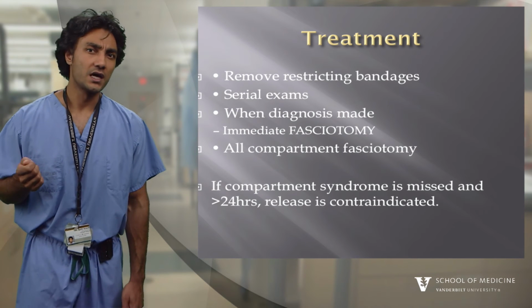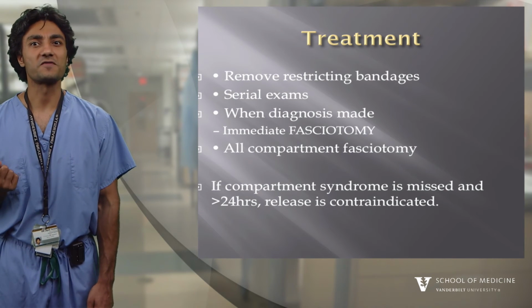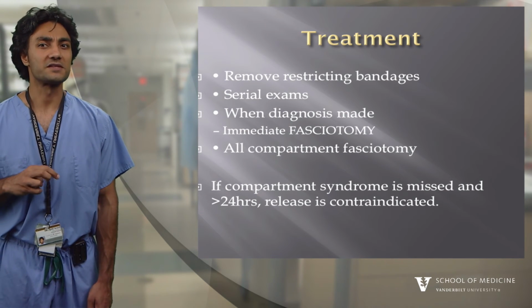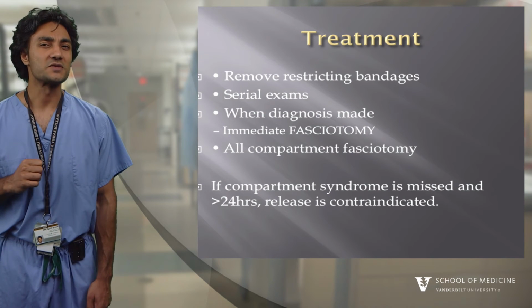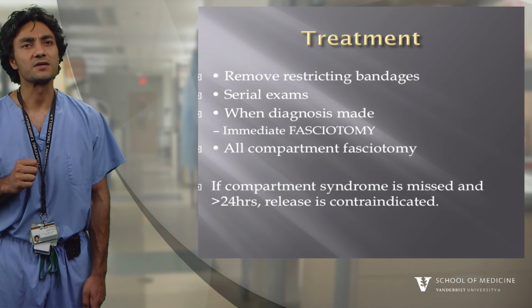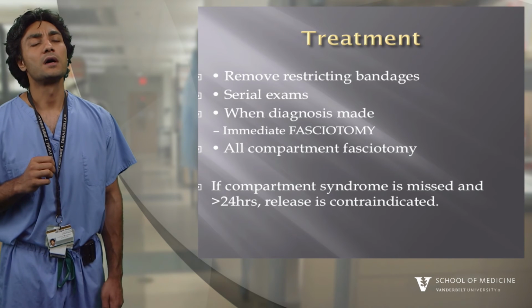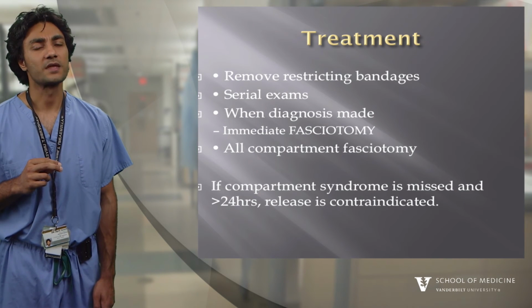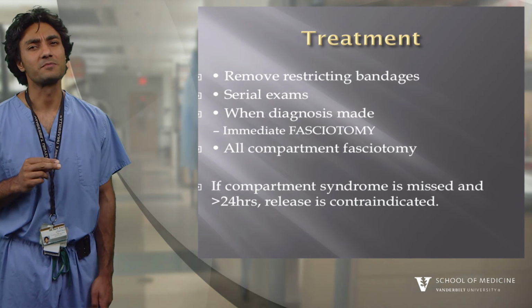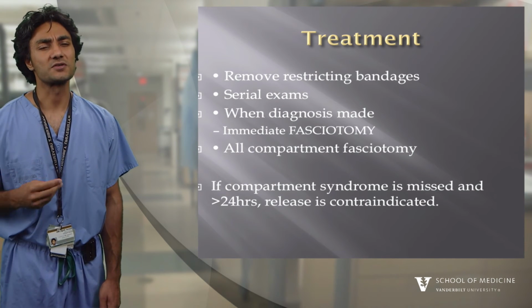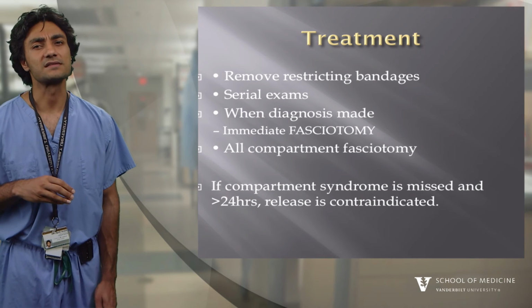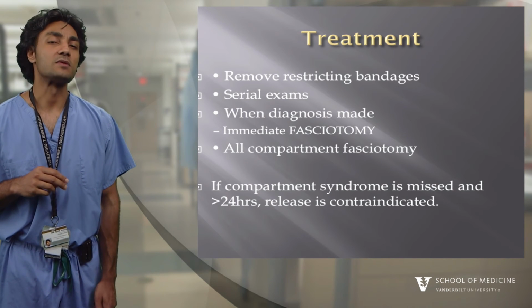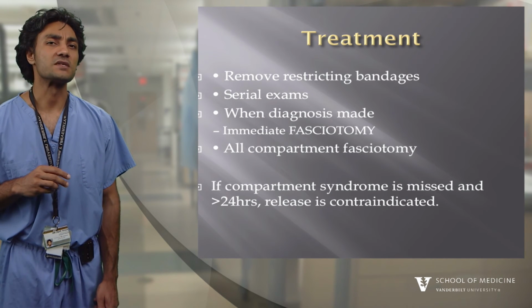If, however, compartment syndrome is missed and it's greater than 24 hours, then release is relatively contraindicated. In those scenarios, if you end up opening up the fascia and the skin, you're going to expose the tissue to the external environment and then potentially an infection. Those folks will end up with late muscle fibrosis. Volkmann's ischemic contracture of the upper extremity is classically an example of a case where you miss compartment syndrome.